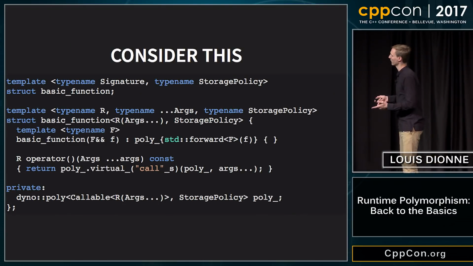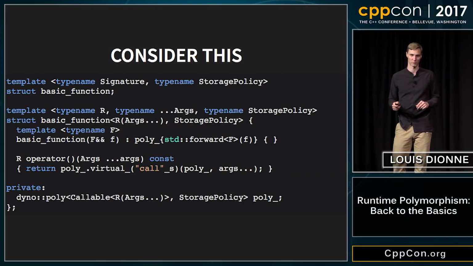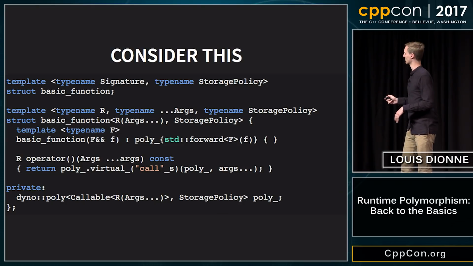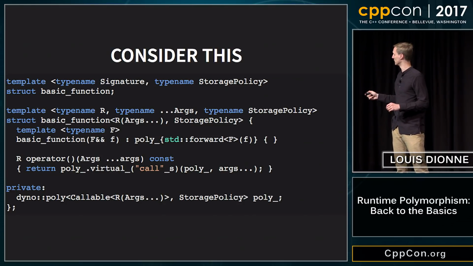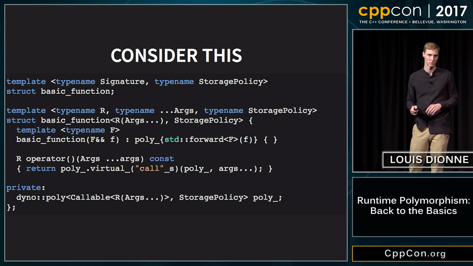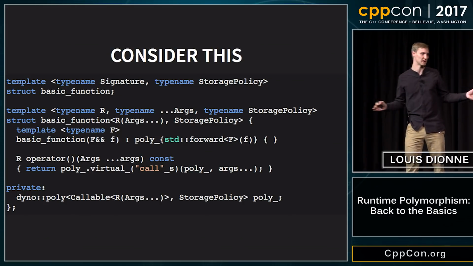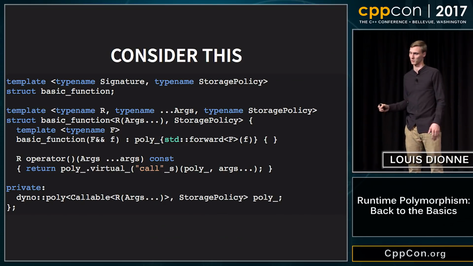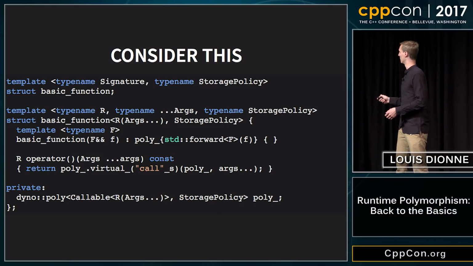And so what if we did this? Imagine I have a basic function, much like basic string, same idea. I have a basic function, which has a signature and some storage policy. And then I do this little dance here. I can be constructed from anything. I should restrict this with some enable_if for it to really work. And then I just create my poly under the hood, which does all these nasty tricks that we've done manually in the previous slides. And then I have my call operator, which just dispatches to the vtable and calls it with the arguments. I should be doing perfect forwarding as well. I'm trying to save some trouble here.